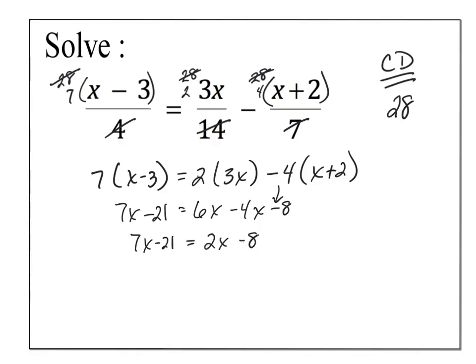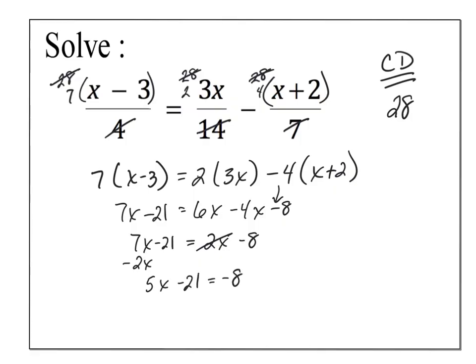All right, what am I solving for? X. How many are there? 2. That's bad. So let's get them all on the same side. So I'm going to move the 2x to the left by changing its sign. And now I have 5x minus 21 equals negative 8.